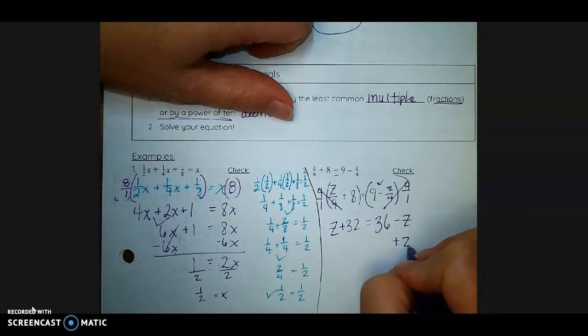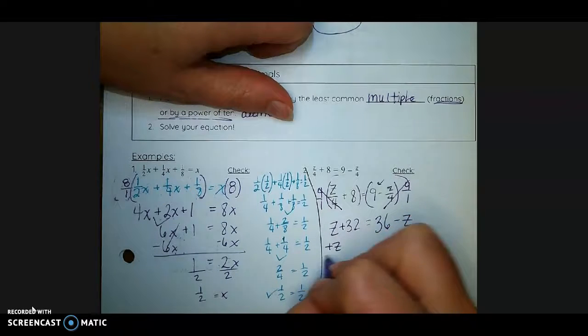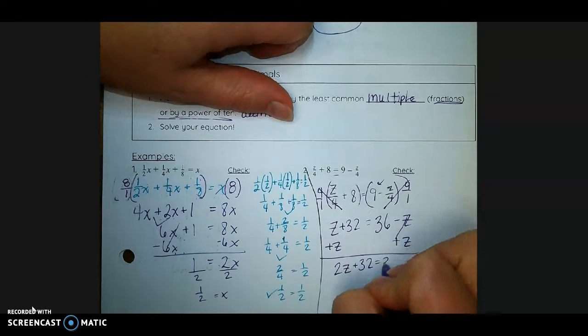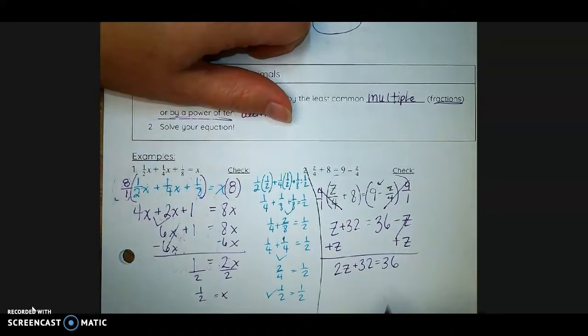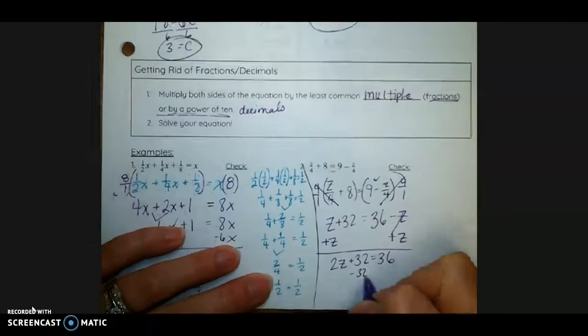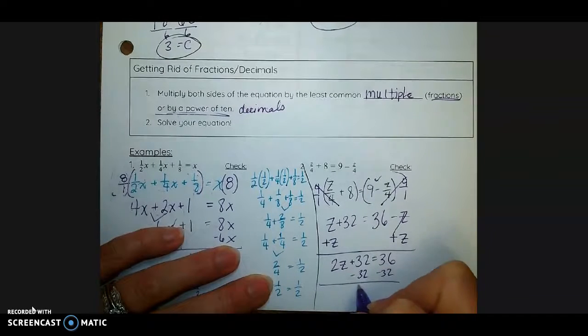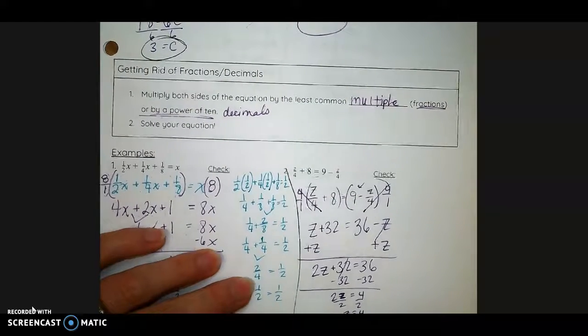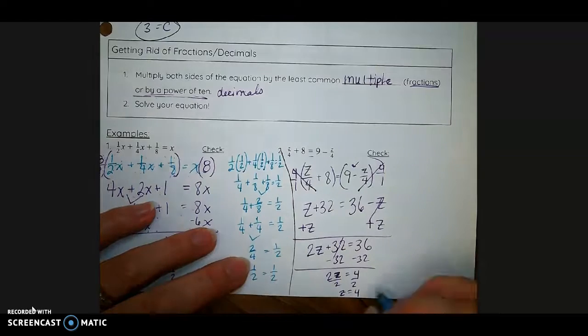I'm going to add z to both sides. You might notice that when I'm working with a z, I put a little line across it. It's because z tends to look like the number 2, and I don't want that to get mixed up. I'm going to subtract 32 from both sides. And I get z equals 4. Sorry, z equals 2. Wow.